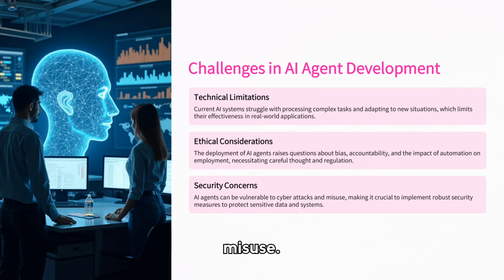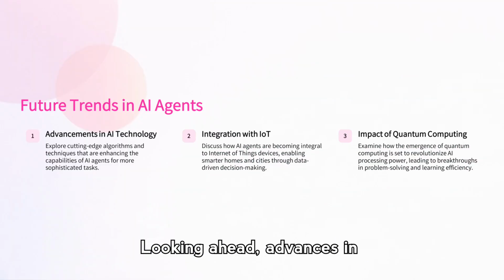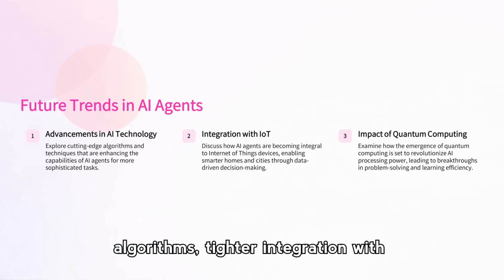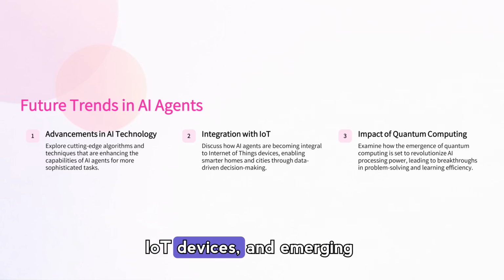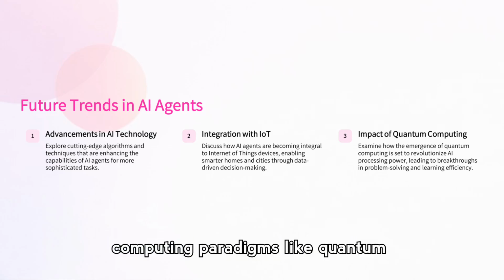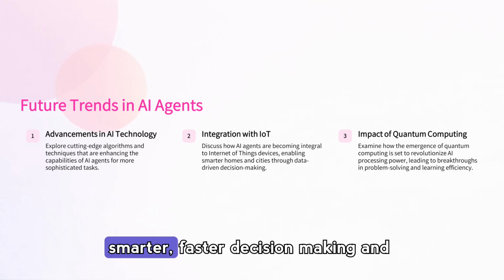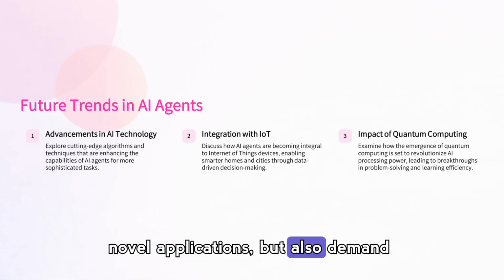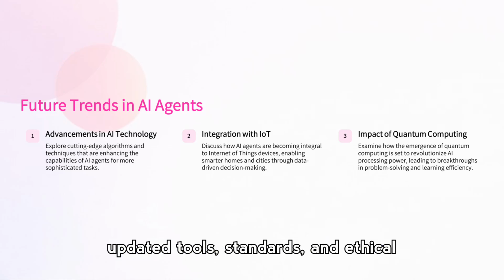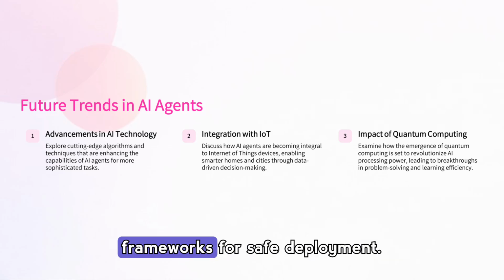Looking ahead, advances in algorithms, tighter integration with IoT devices, and emerging computing paradigms like quantum processing will reshape agent capabilities. These trends promise smarter, faster decision-making and novel applications, but also demand updated tools, standards, and ethical frameworks for safe deployment.